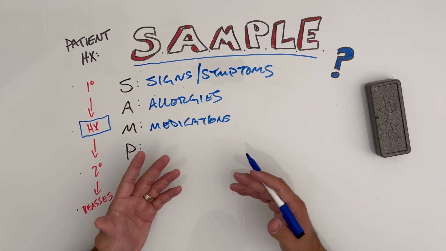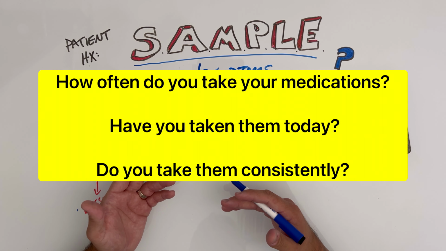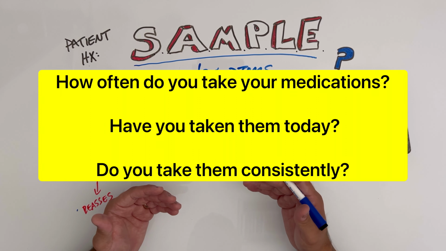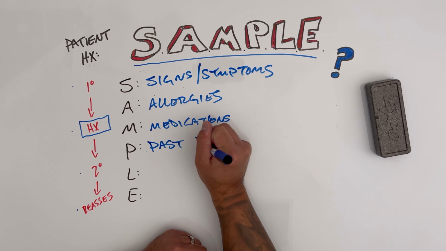Good questions for this section are, how often do you take those medications? Did you take them today? And do you take them consistently? Okay. P is past pertinent medical history.